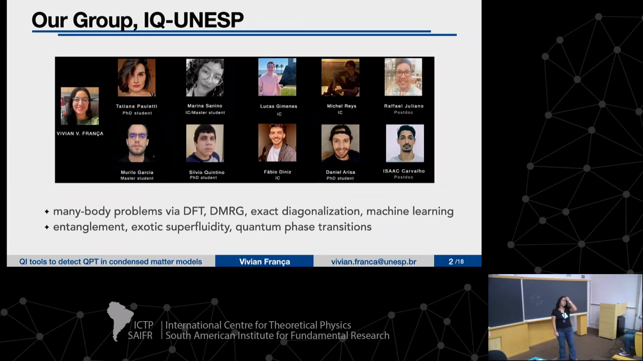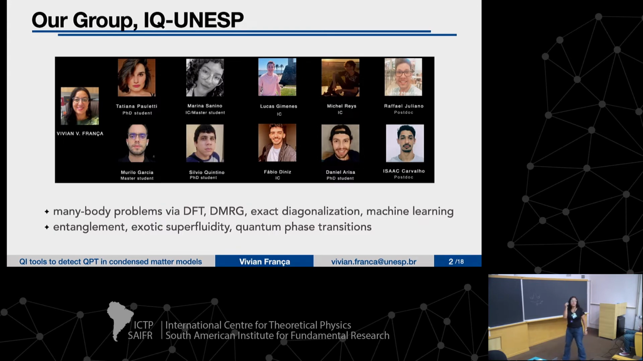So first I would like to present my group there at the Chemistry Institute, but doing physics in Araraquara, UNESP-Araraquara. At the moment, we have 4 undergraduate students, 3 PhD students, and 1 master's student. And we hope these 2 postdoctoral researchers will join us in the beginning of the year.